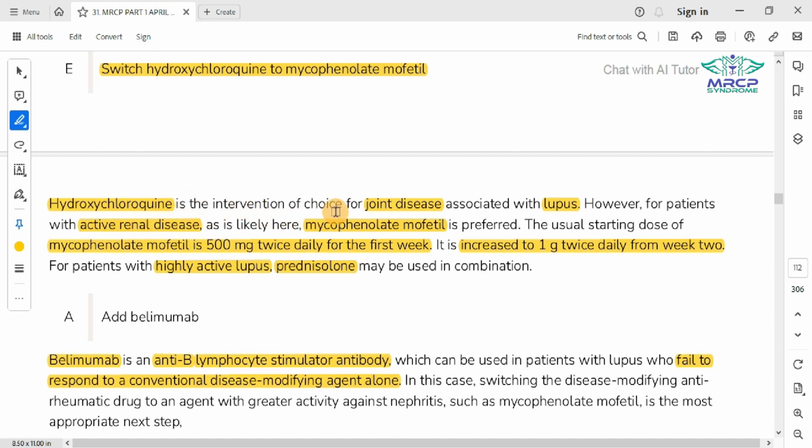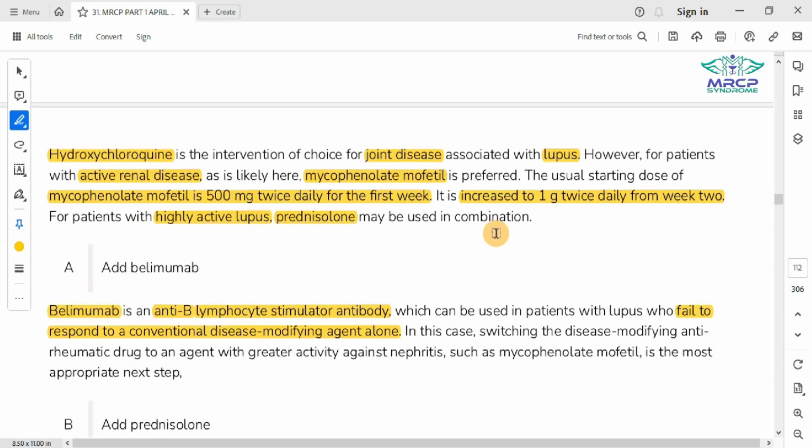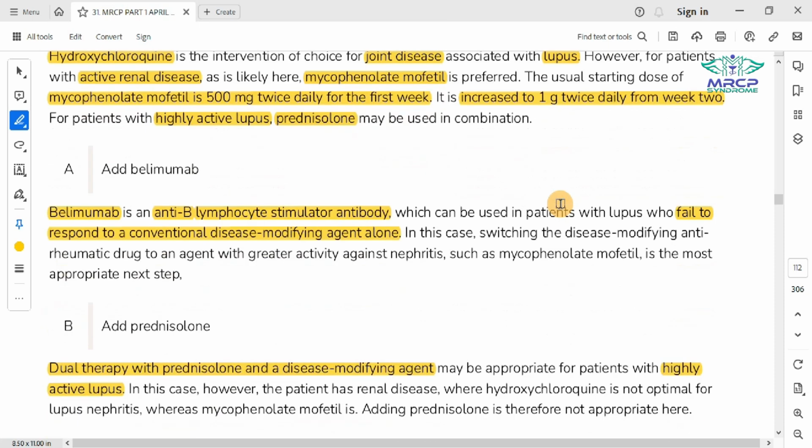Hydroxychloroquine is the intervention of choice for joint disease associated with lupus. However, for patients with active renal disease, as is likely here, mycophenolate mofetil is preferred. The usual starting dose of mycophenolate mofetil is 500 milligrams twice daily for the first week. It's increased to 1 gram twice daily from week 2 for patients with highly active lupus. Prednisolone may be used in combination. And belimumab is for isolated SLE not responding to conventional hydroxychloroquine or MTX.